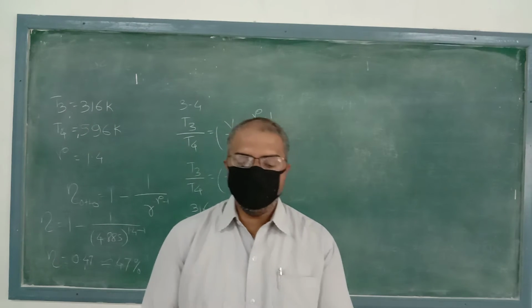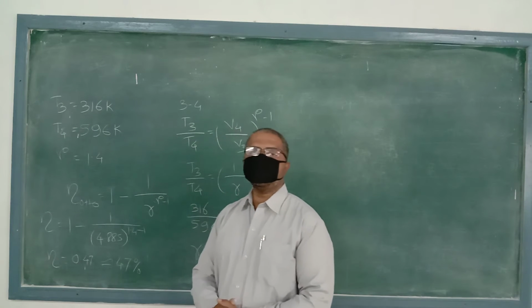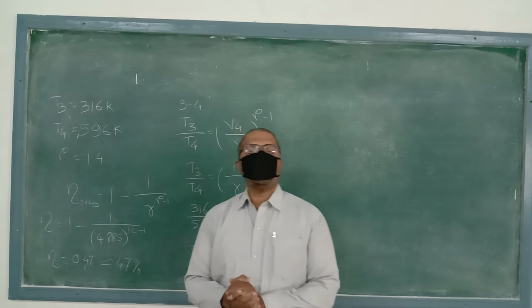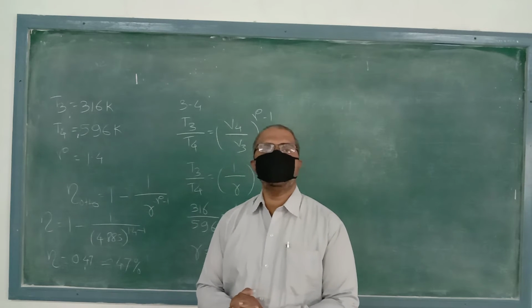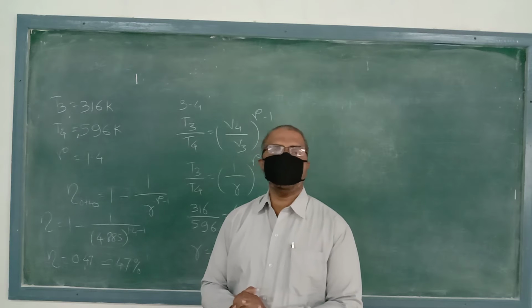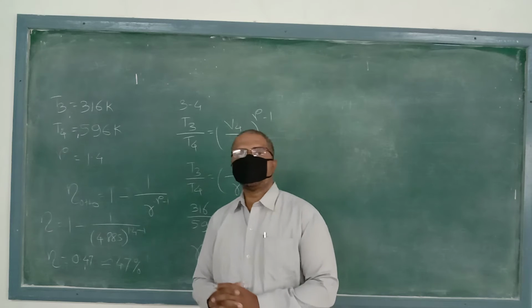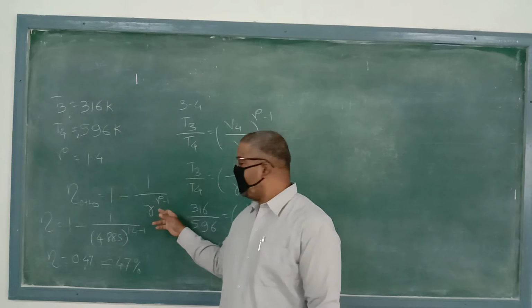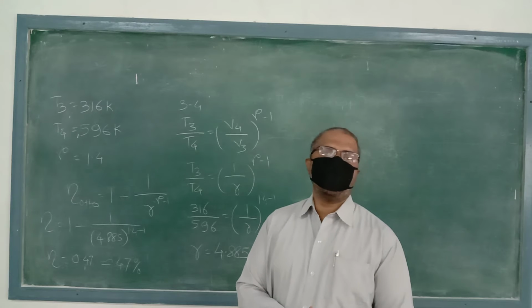They have given in this problem the starting temperature of the isentropic process and the end temperature of the isentropic process, and also they have given the value of gamma, and they are asking you to find out the efficiency of the Otto cycle. Now we have the formula: efficiency of the Otto cycle is 1 minus 1 upon r raised to gamma minus 1. So in this formula, the value of gamma is given, but the value of r is unknown. So first we have to find the value of r.